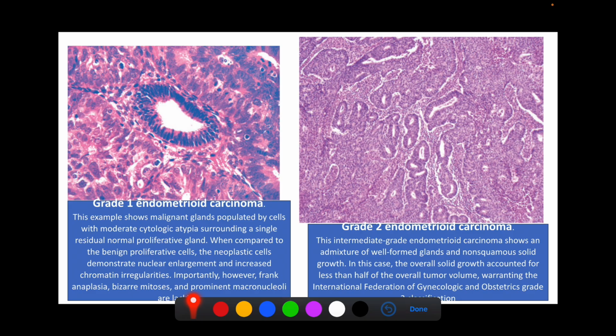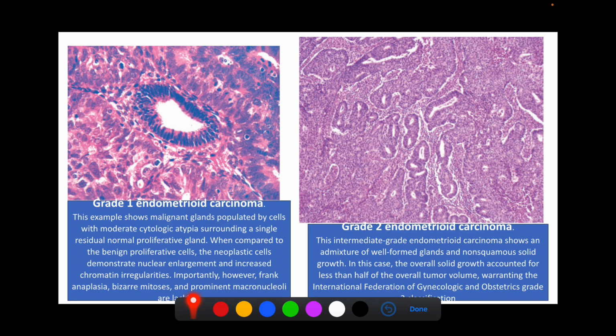Again grade 1 endometrioid carcinoma. This is the tumor part having mild to moderate atypia, but this is a normal endometrial gland entrapped in the tumor portion. Here some mitotic figures can be seen, and some bizarre looking cells are also seen. Now grade 2 endometrioid carcinoma.